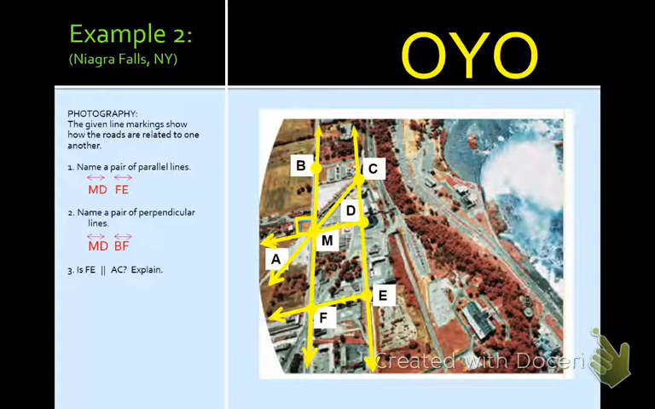All right, now, is FE parallel to AC? Explain why or why not. Obviously, in the picture, we can tell FE is not parallel to AC. But what would be a sound argument as to why, besides just going by what it looks like? Why can we say that it's not? I'll give you a clue. It has to do with the point M.